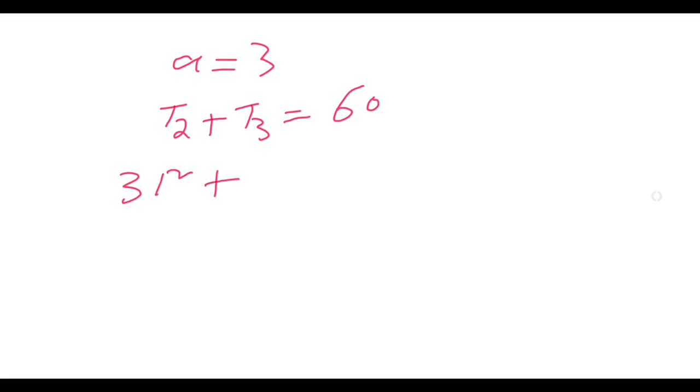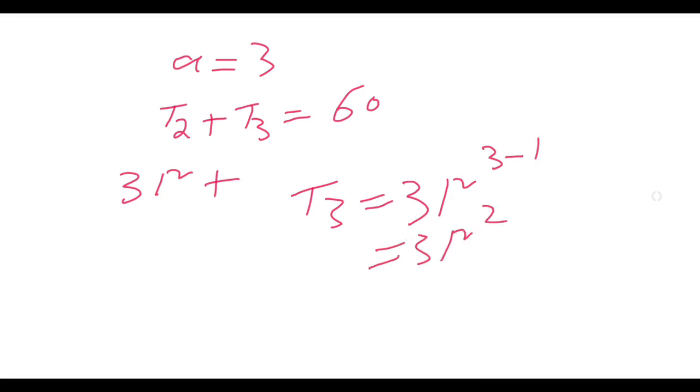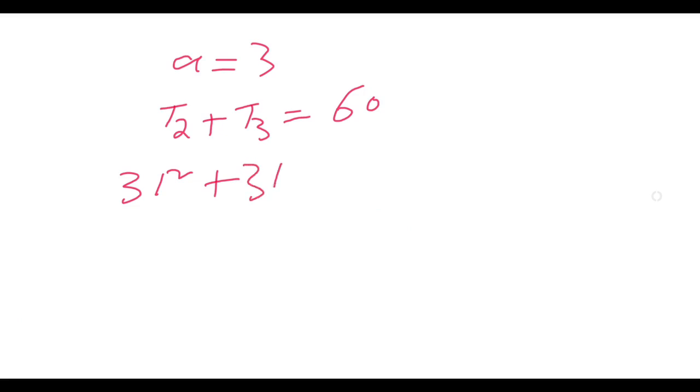3r plus term 3. So term 3 is equal to, first term is 3, ratio we don't know, and n minus 1, which means 3 minus 1, that will give me 3r power 2. So T3 becomes 3r power 2. 3r plus 3r power 2 is equal to 60.